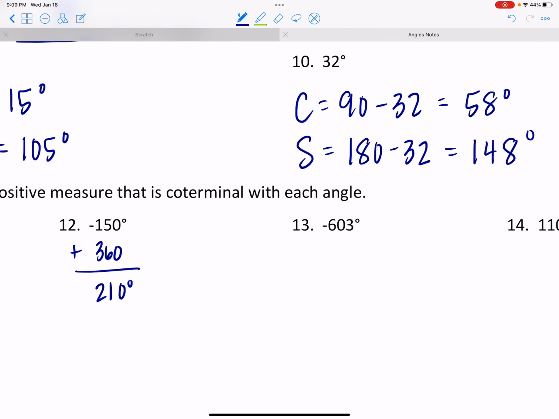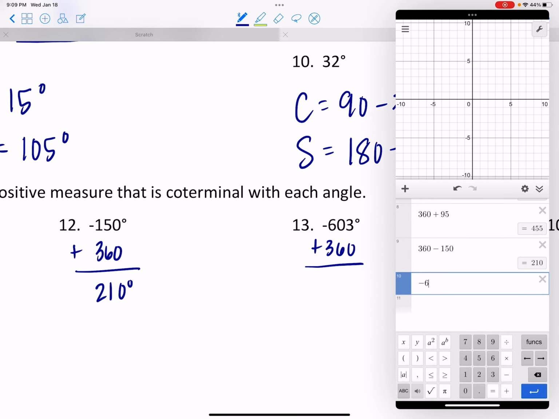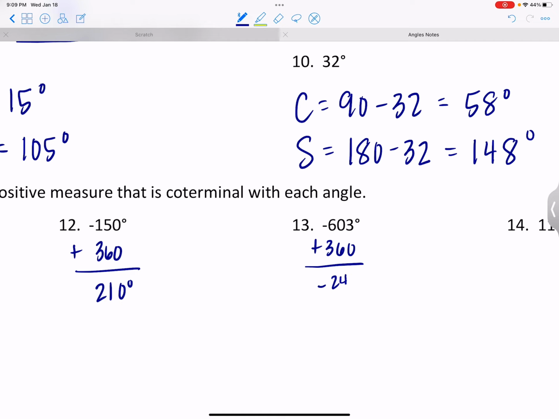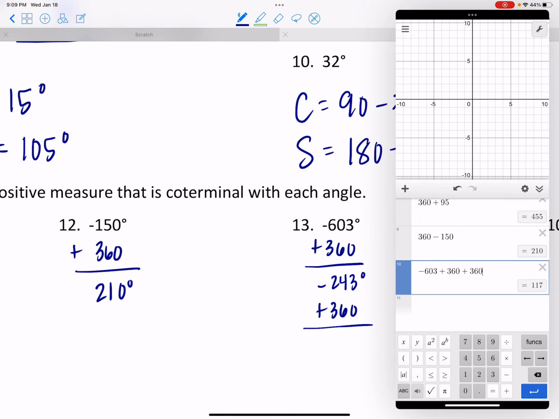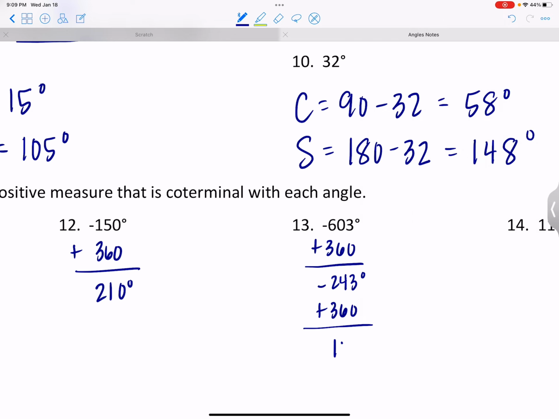Now, a negative 603. If I want to find a positive angle, I'm going to have to add, again, 360 to this. But when I take the negative 603 and add 360, I'm still left with a negative angle. I'm left with a negative 243 degrees. And I'm looking for the smallest positive angle that's going to be coterminal. So I'm going to just add 360 again. Another full circle, I land in the same spot, and now I'm at 117 degrees. And now that we're positive, that's going to be the smallest possible positive angle coterminal with negative 603.